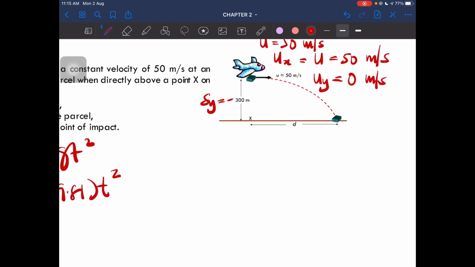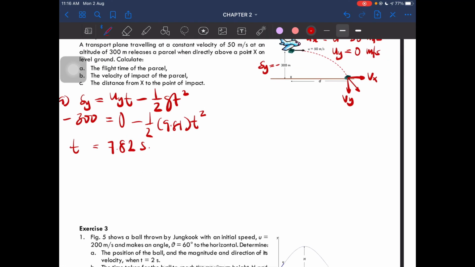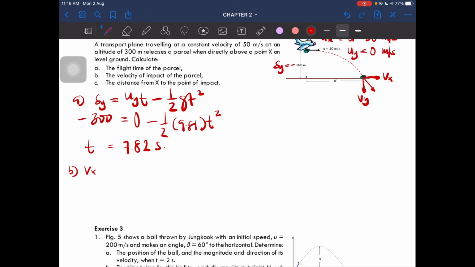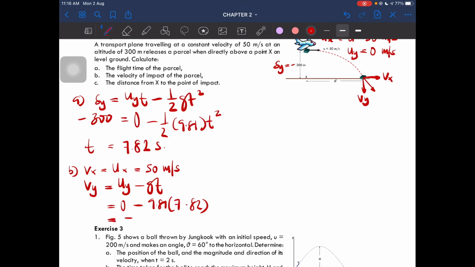Okay, so we know that this is the velocity of the parcel, and then this is vy, and then this is vx. Okay, so we have to find each component x and y, and we know that vx would all equal to ux, which is equal to 50 meter per second. And then vertical component vy can be calculated using this formula. Okay, so uy is 0, 9.81, t is 7.82 seconds. You'll then get the y component to be negative 76.7 meter per second.